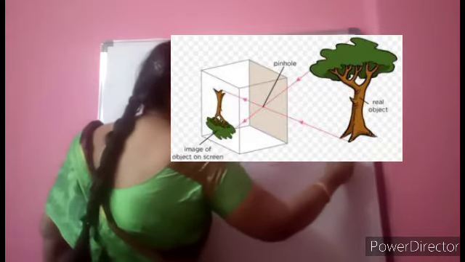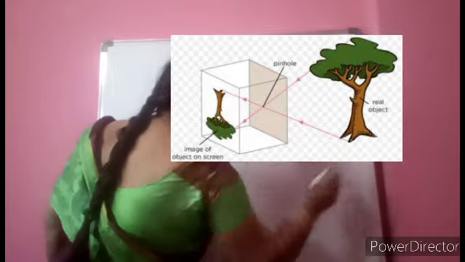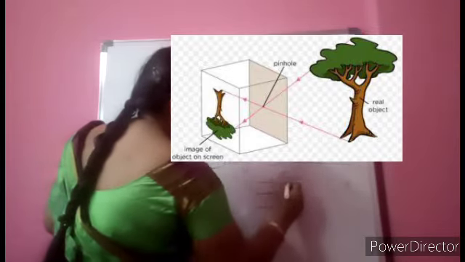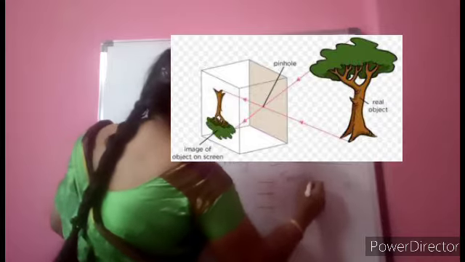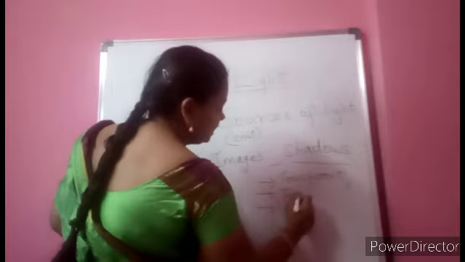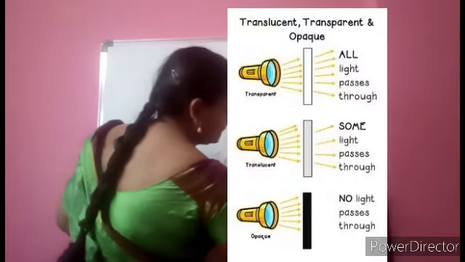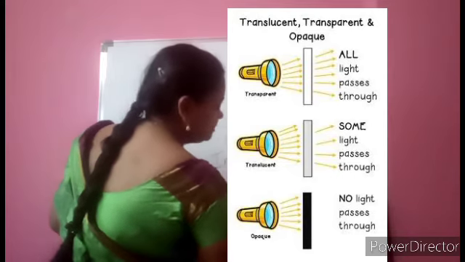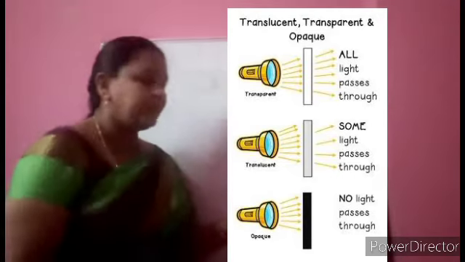So when shadows are formed, children, when we talk about shadows, again we have to recollect what we learnt about the transparent materials, translucent materials, and also opaque materials. So what are these materials, children? How are they interacting?